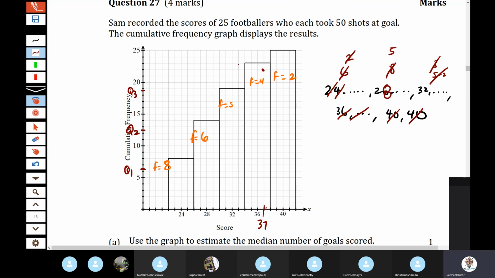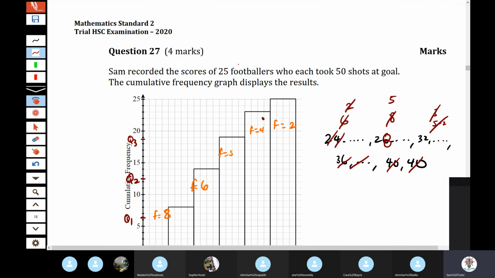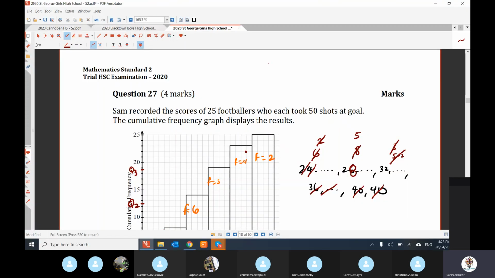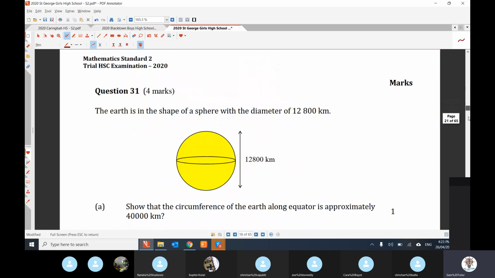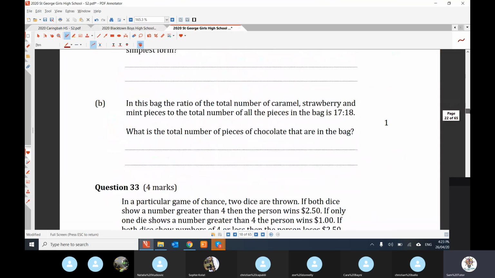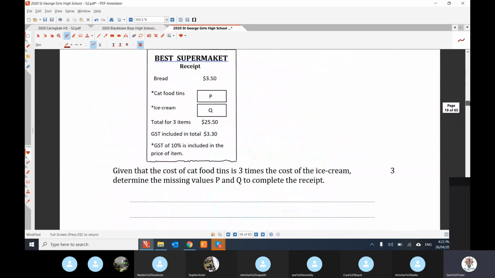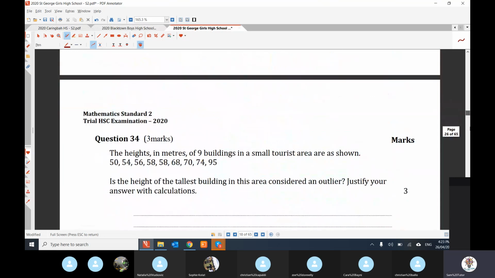Do I want to get this wrong for you guys? I don't. Let's check. What school did we say? St. George Girls High School. What question number? 27.